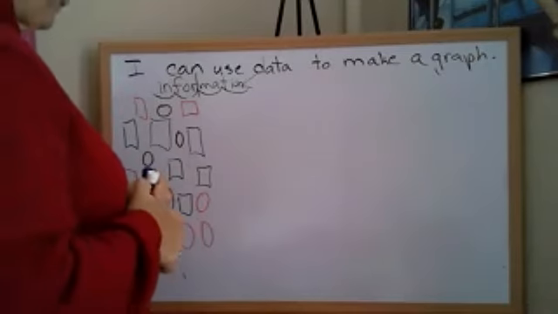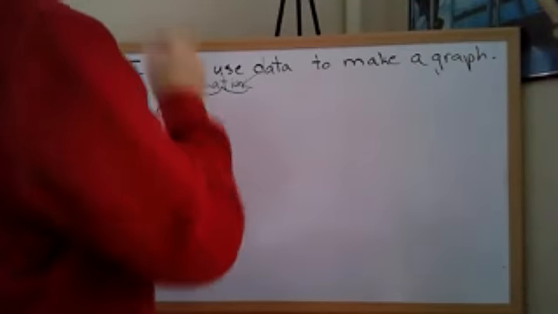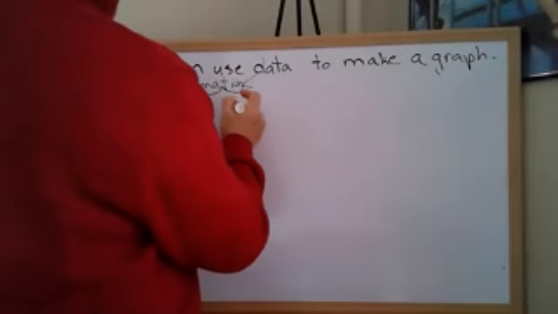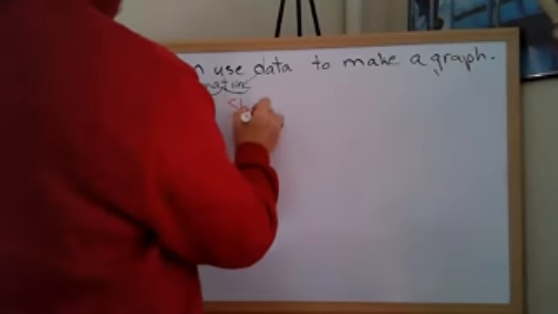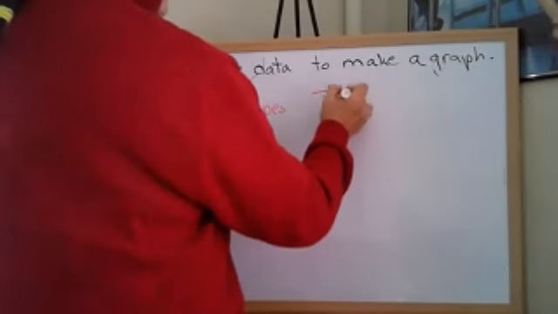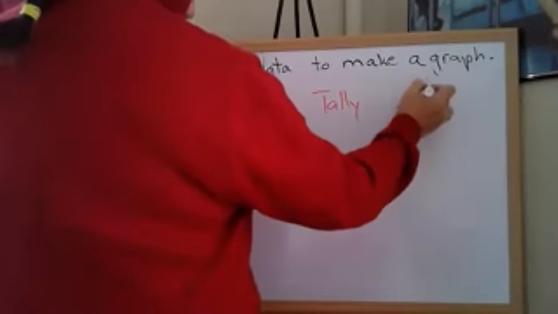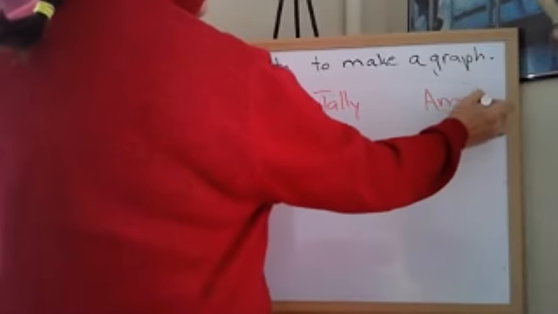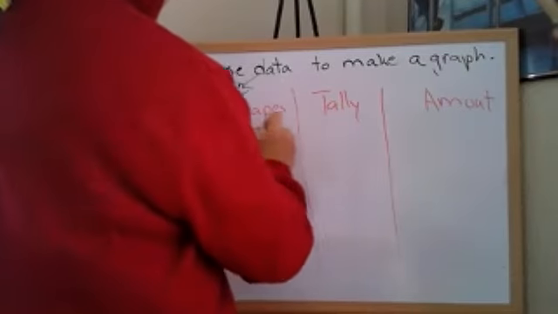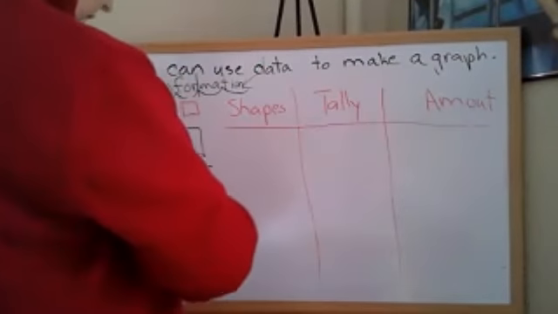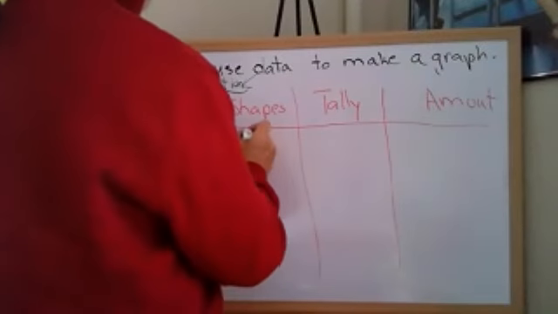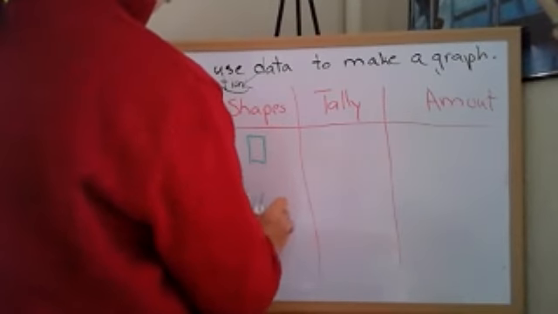There's my data, okay? I'm going to make my graph. I'm going to put shapes here. Go ahead and do this at home. Shapes. We're going to do the tally marks, and then we're going to do the amount for each one, okay? So go ahead and see if you can draw that graph. We have two shapes. We have square, circles.